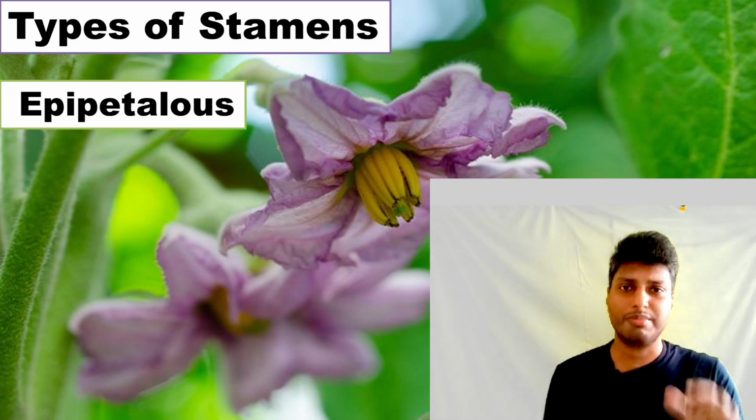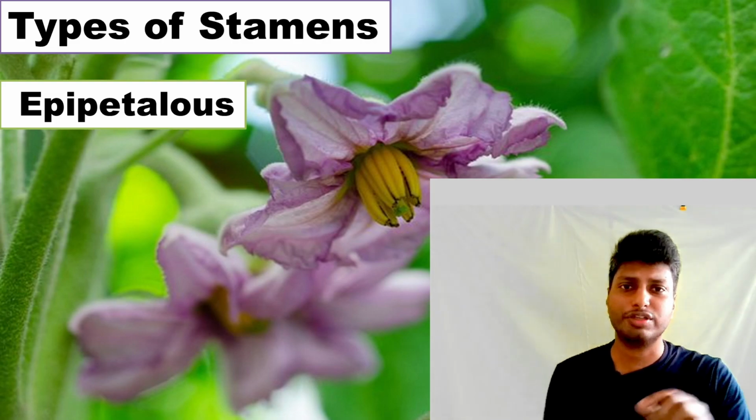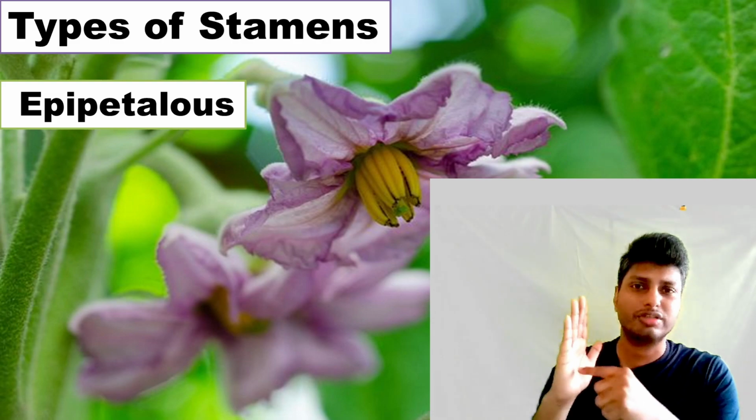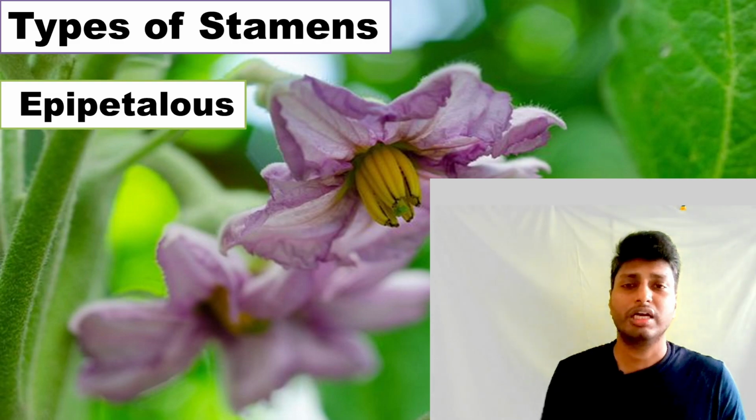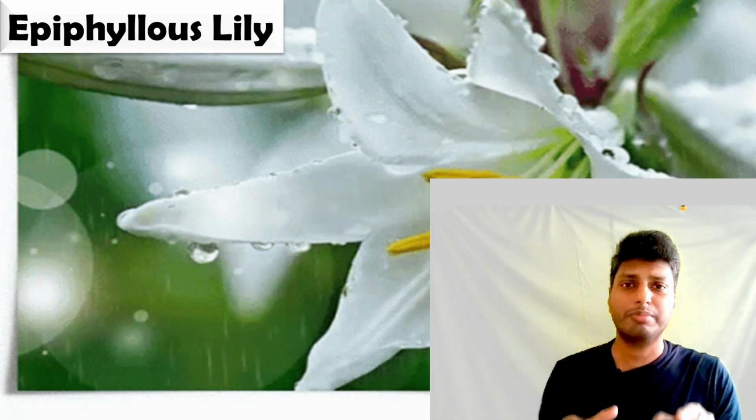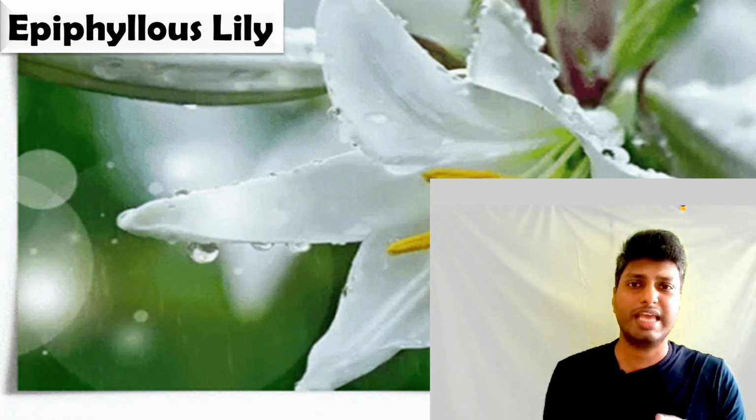So if the stamens are attached to the surface of the petal, that means suppose this is a petal and the stamen is attached to the surface of the petal, such a type of arrangement is called epipetalous stamen. Here the best example of epipetalous stamen is the brinjal flower. Here the example of the lily plant, it is called Epiphyllous Lily.